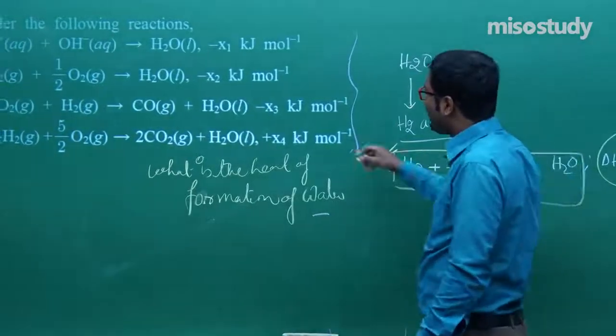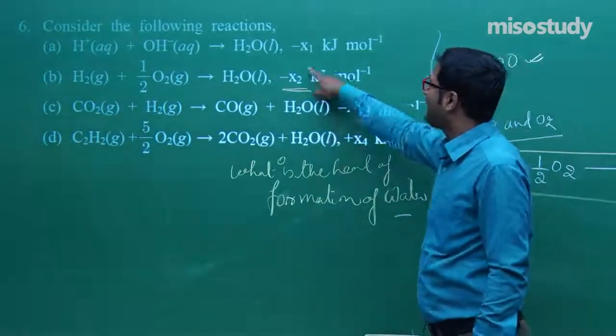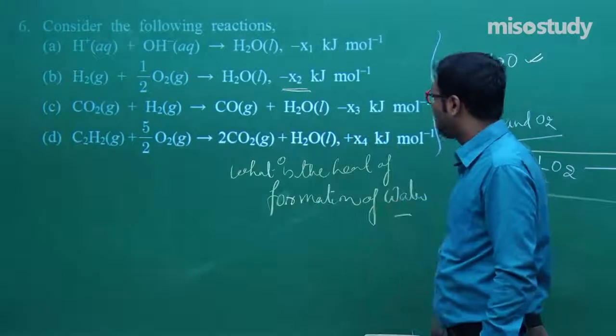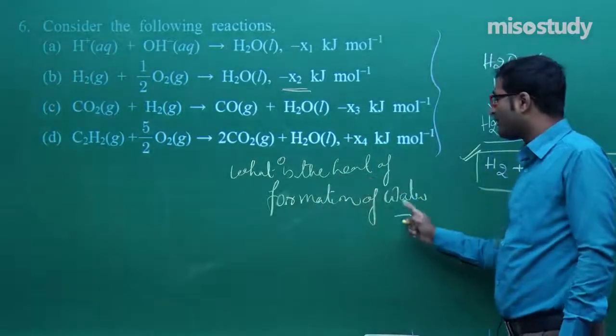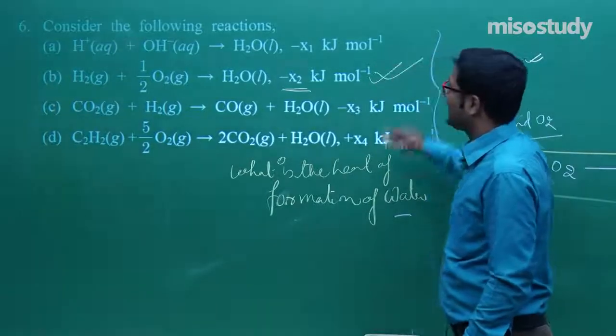So in this case, what is the value of delta H? Delta H is equal to minus x2 kilojoule per mole. So what is the heat of formation of water in this case? B is the correct option.